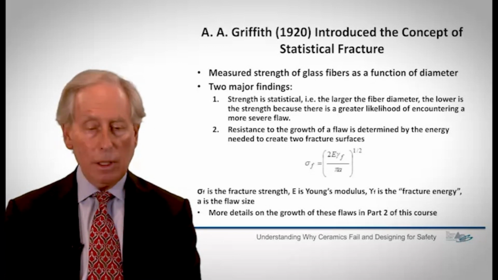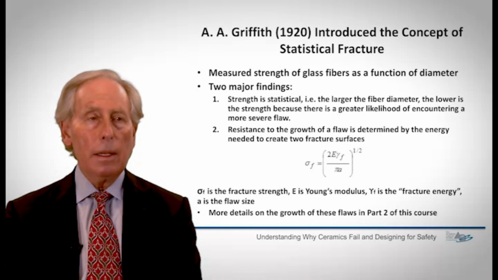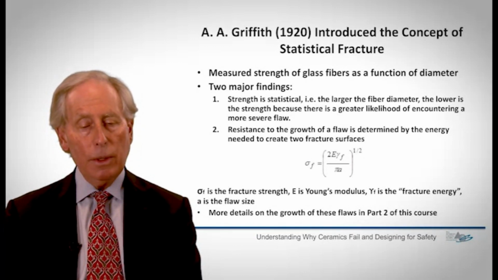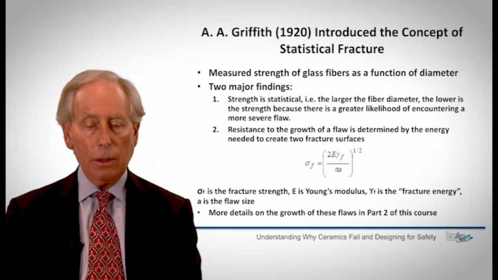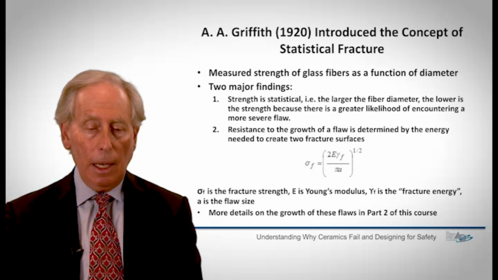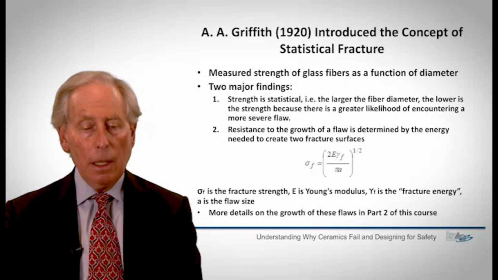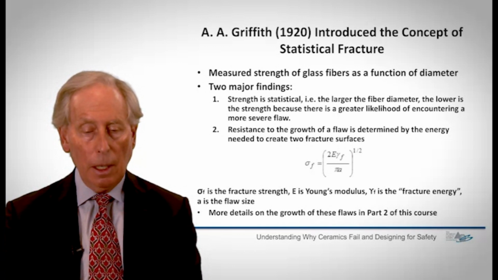First of all, the strength was statistical, namely the larger the fiber diameter, the lower the strength he found, because there was a greater likelihood of encountering one of these flaws in the material. And secondly, and we go into this a great deal in the chapter on cracks growing under stress, the resistance to the growth of the flaw was determined by the energy needed to create the fracture surfaces. And the expression he came up with was that the fracture strength was related to the elastic modulus and something that he would call the fracture energy or fracture surface energy of the material.